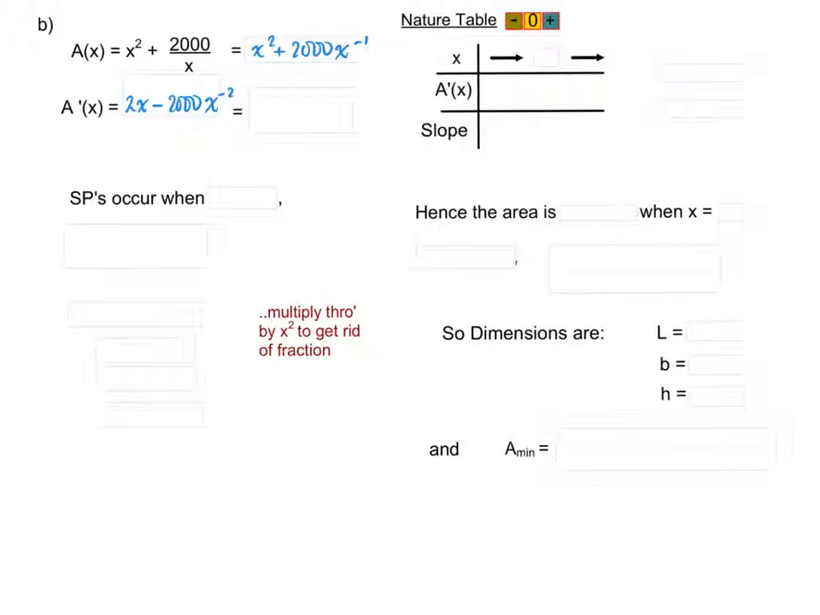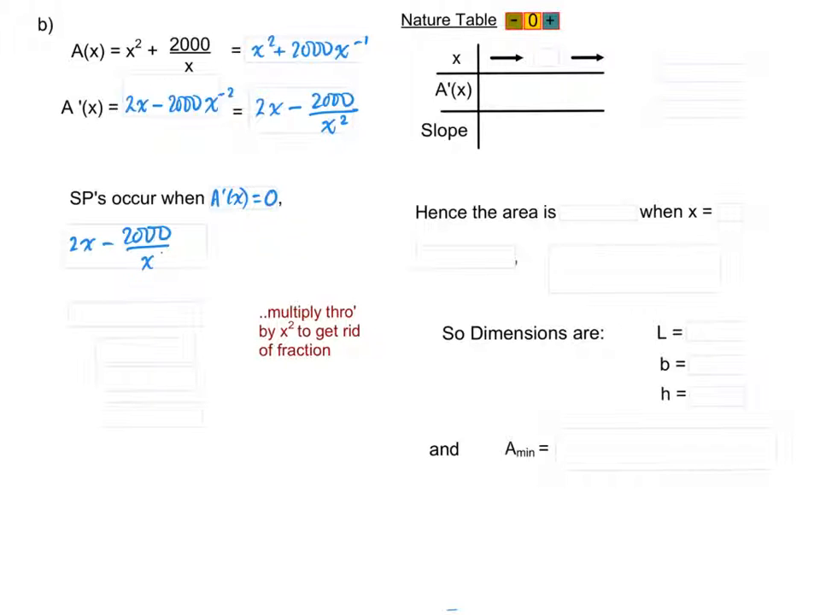Because it's a bit awkward to work with negative powers, we're just going to rearrange that. So we get the derivative is 2x minus 2000 over x squared. We know that stationary points occur when the derivative is equal to 0, so we essentially need to solve this equation.